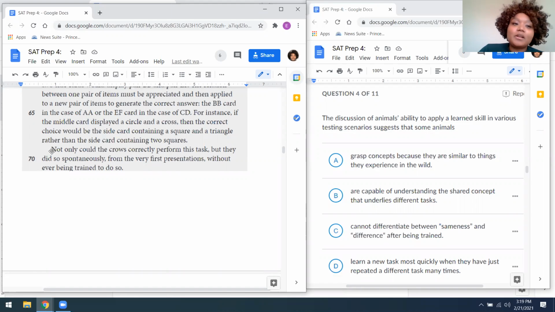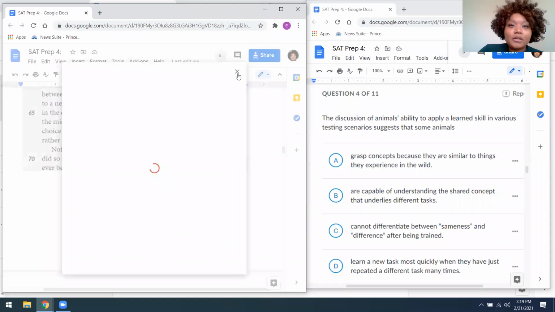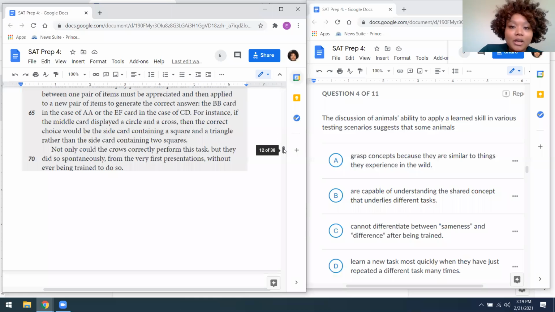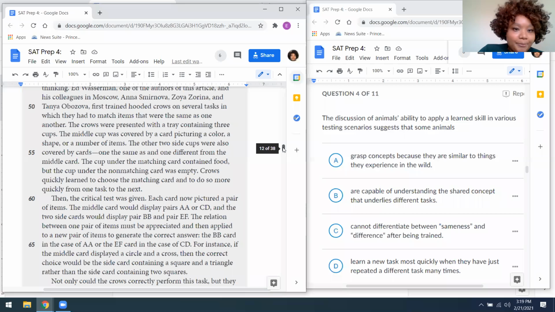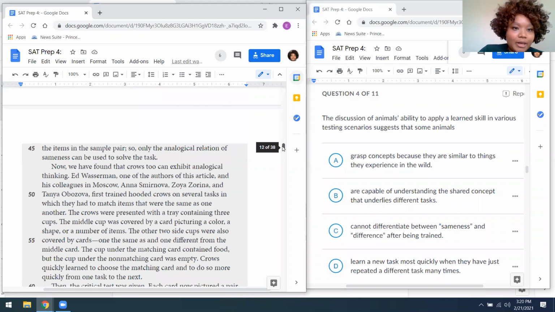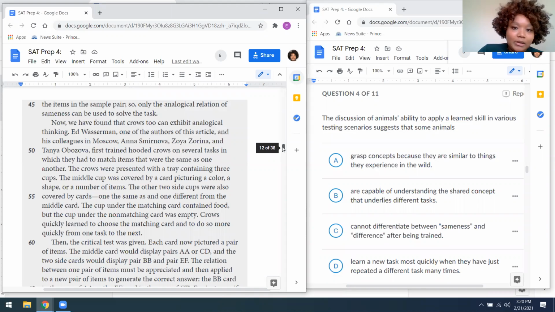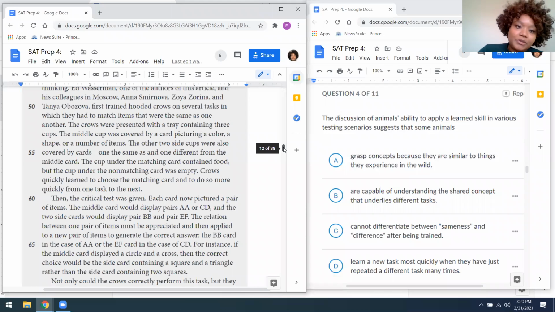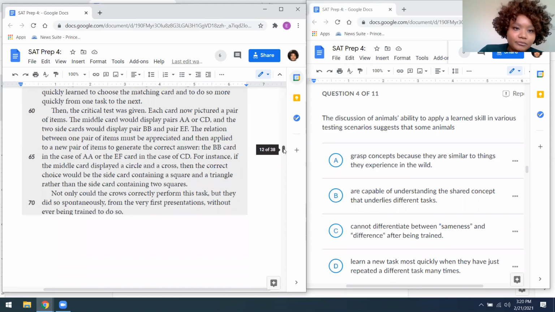Line 69 through 71, they come after, oops, sorry. They come after we read about the crows being taught analogies for certain things. So the crows were faced with a new task. Right here, it's starting the new task. So there are two tasks, basically. The first task we read about, and then the second task, the description for it starts at line 60 here.